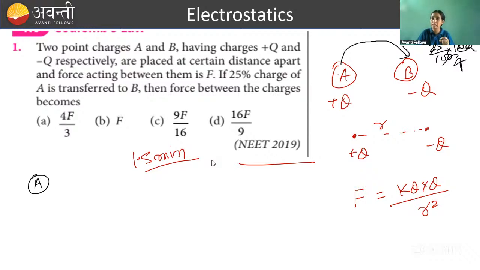How much charge will be left with it? Q minus Q by 4. How much charge will be left with it? Q minus Q by 4. Because 25% means 1/4 charge it is losing. So 3Q by 4 charge is left here.